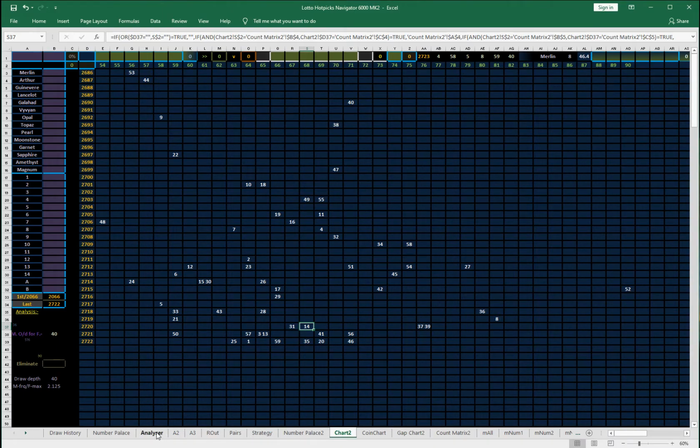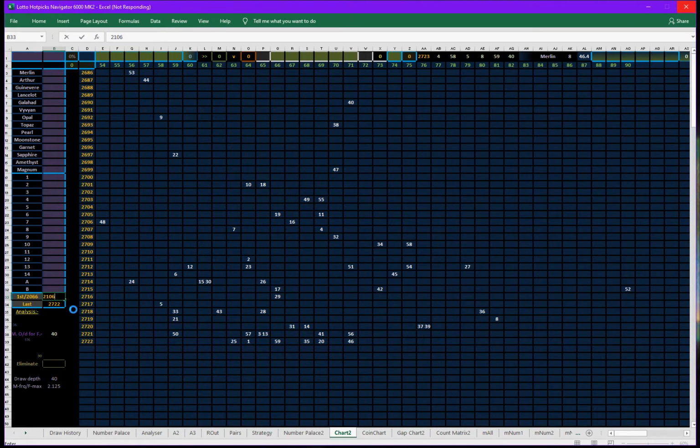Right? But at a draw depth of 40 draws, which means 40 draws in since this new game started, if we go back to 2106, and I've done that the wrong way around, should have changed the other one. Right, hang on 1 minute.